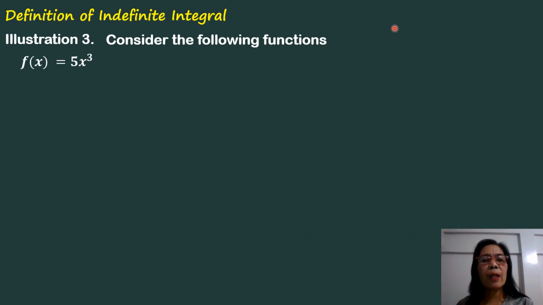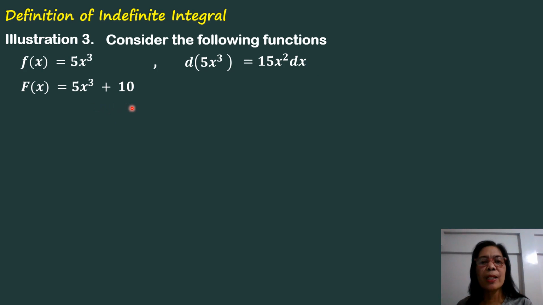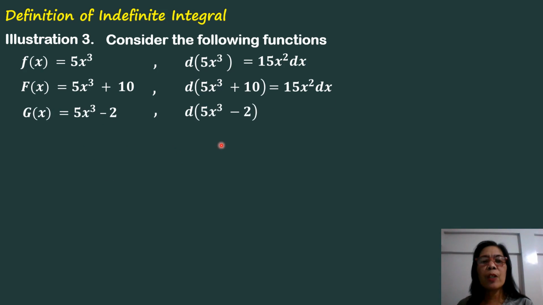Let us consider the following functions. 5x cubed. Differentiating 5x cubed will give us 15x squared times the differential of x. Another function, we have 5x cubed plus 10. Differentiating 5x cubed plus 10 is equal to 15x squared times differential of x, knowing that the differential of a constant is 0. If we have another function, 5x cubed minus 2, differentiating 5x cubed minus 2 will again give us 15x squared dx, because the differential of minus 2 is 0.